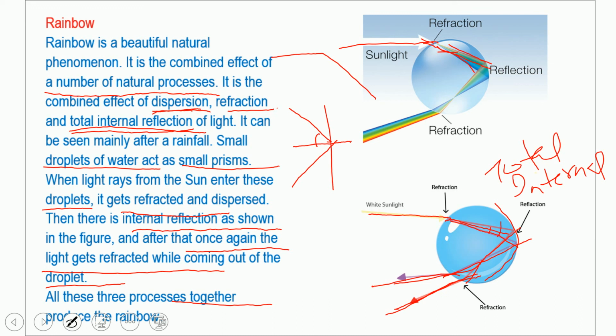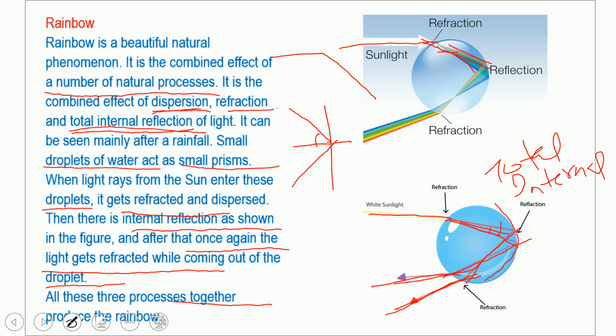Then there is an internal reflection, that is total internal reflection. Due to that, these seven colors are reflected again and will not go to the other side. Once again the light gets refracted, coming out of the droplet. So all these processes together produce the rainbow.